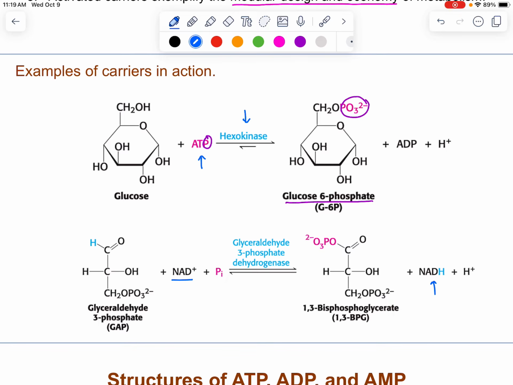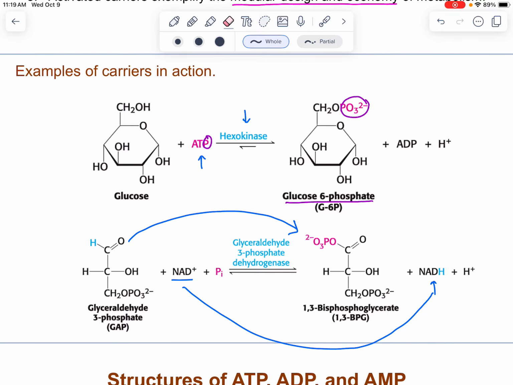In this case, the energy to add those electrons to the NAD plus came from this oxidation process, right? We see that we're oxidizing our fuel. It gives off some energy. That allows us to reduce the NAD plus to NADH. You will often recognize redox reactions by the use of these carriers. So oftentimes if you see ATP, you see NAD plus, you can expect a redox reaction.